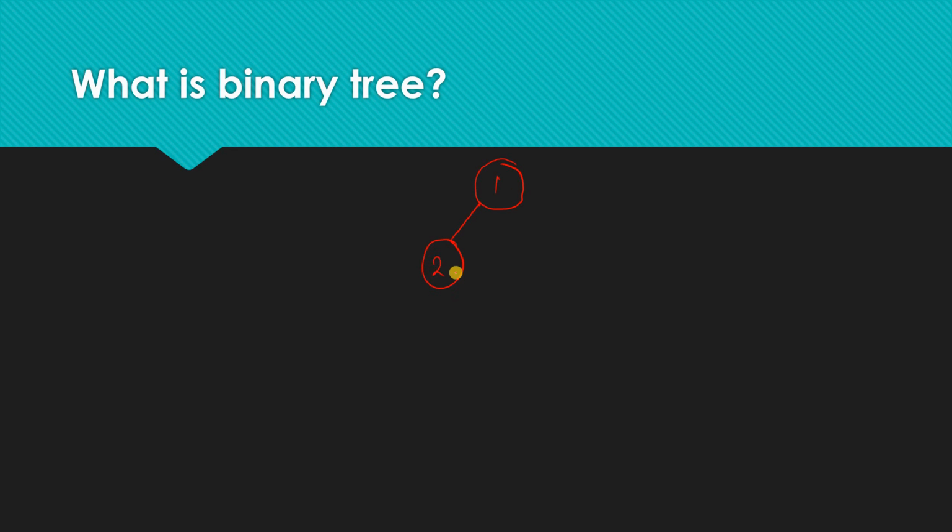So this will also be a binary tree. This will also be a binary tree. This will also be a binary tree. So it can contain at max 2 children and it can contain minimum 0 children. Here we have 0 children, so these are the leaves, and it can contain 1 child as well. So this is also a binary tree. This node contains only 1 child, right? So this is a binary tree.